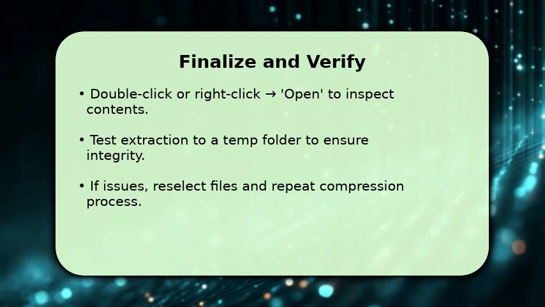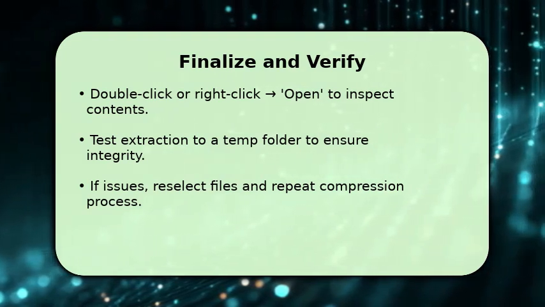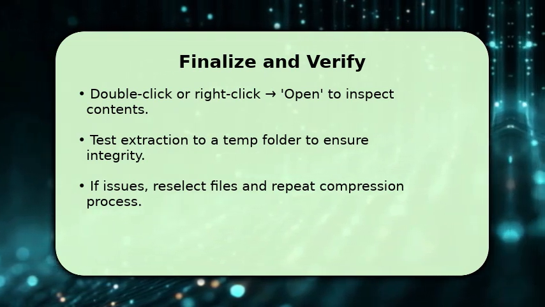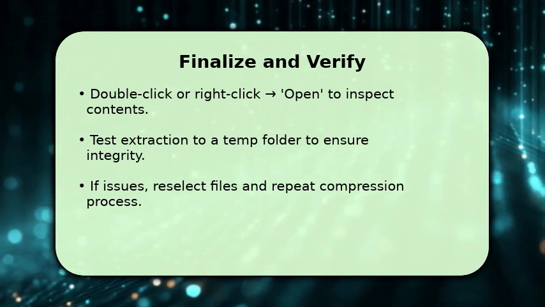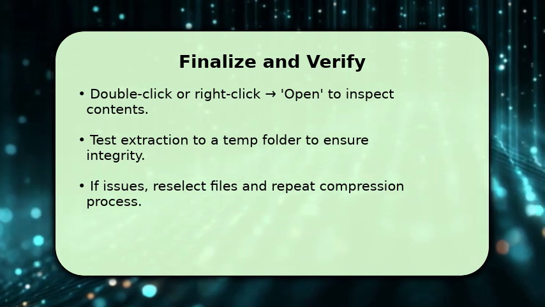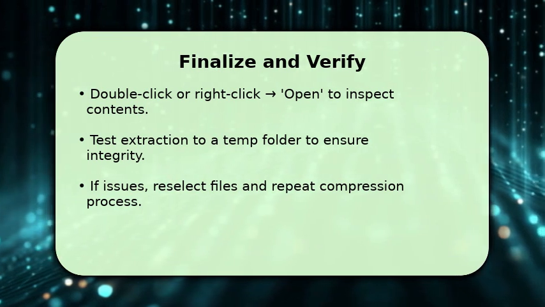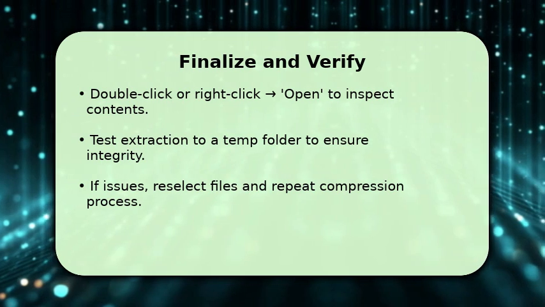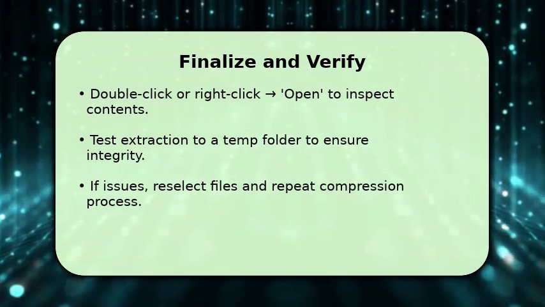After creation, verify the zip immediately. Double-click or right-click and open to inspect its contents, and then test extraction to a temporary folder to confirm everything decompresses correctly. If passwords or encryption were not applied and you need them, use a dedicated tool instead. Make sure the resulting file size meets expectations, and then move the zip to its final location or attach it to your message. If the zip fails or files are missing, reselect the originals and repeat the exact compression steps.